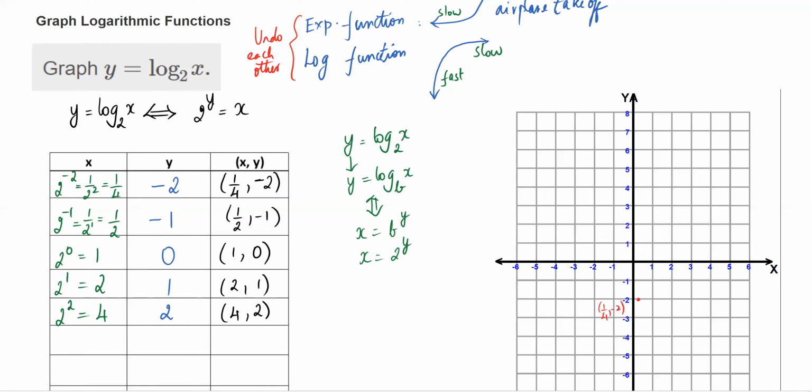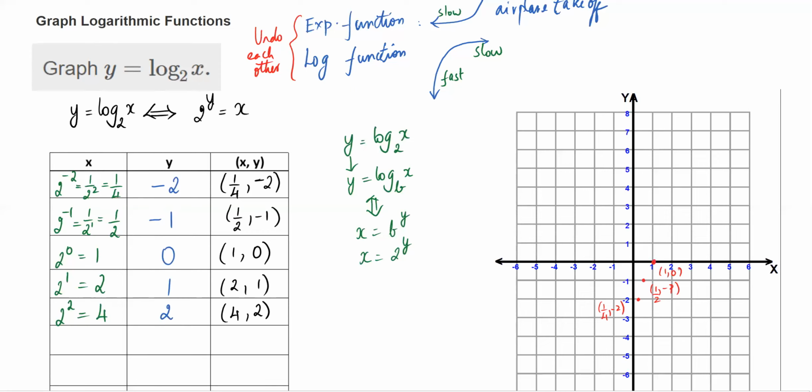1/4 and negative 2. Then half and negative 1. So right in the middle, half. Half and negative 1. 1 comma 0. That's right there. 2 comma 1. And 4 comma 2.